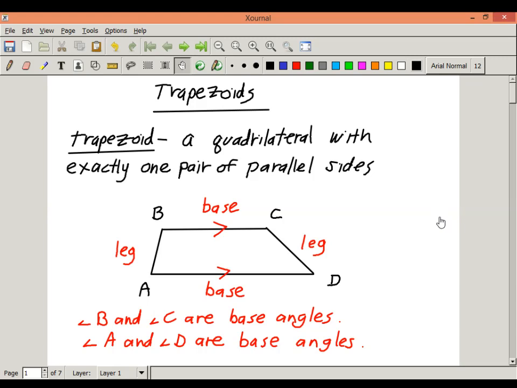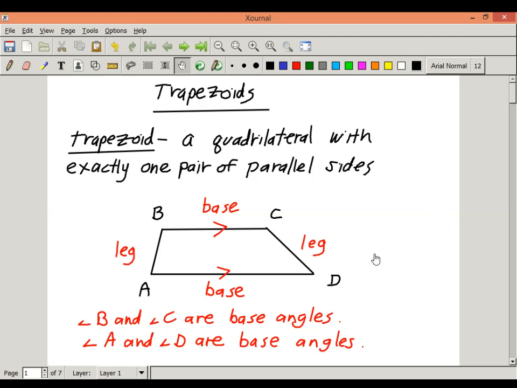So a trapezoid is a quadrilateral, again, four sides, a quadrilateral with exactly one pair of parallel sides. So contrast that with the parallelogram, which had two pairs of parallel sides, the kite, which had no parallel sides. Trapezoid has one pair of parallel sides.